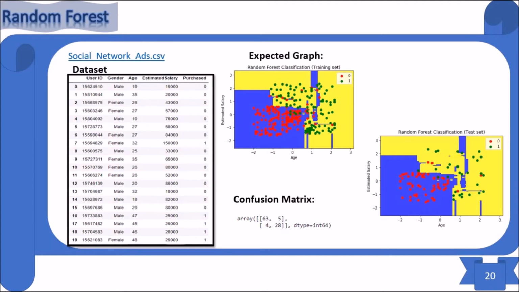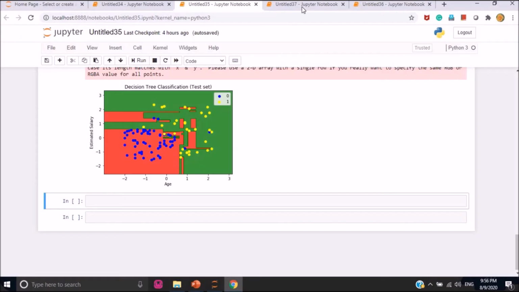For this task, we will use a data set, again the social network advertisement, which contains the age, salary, and the buying choice for a specific product of a number of customers through the social network advertisement. The task is to classify what will be the buying choice of a future customer based on these features. This is your data set, this is your expected graph, and this is the confusion matrix. So let's begin with the implementation.